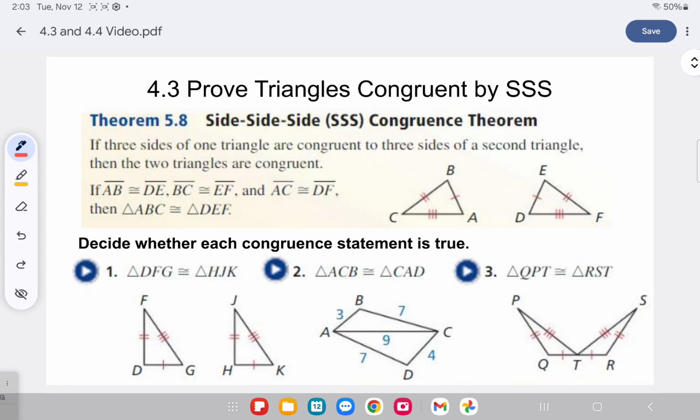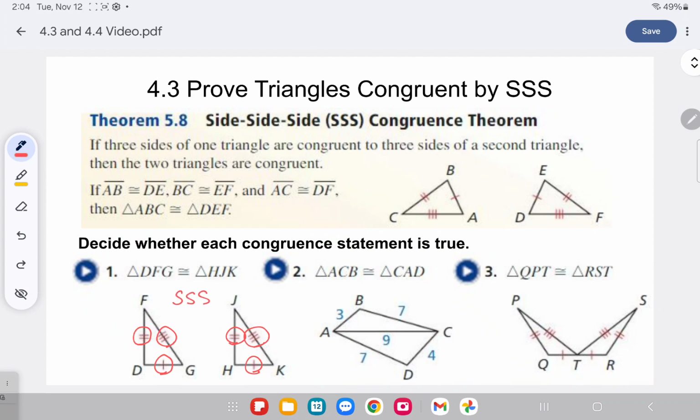The first shortcut is side, side, side, which basically says if we can prove that every side in one triangle is congruent to a side in the other triangle, then we can prove that the two triangles are congruent. For example, in example number 1, we can clearly see that DG is congruent to HK, that FD is congruent to JH, and that FG is congruent to JK.